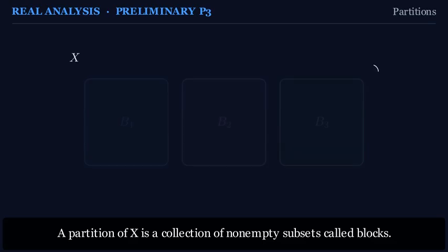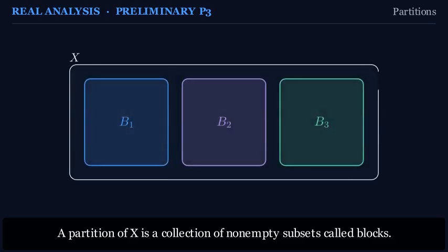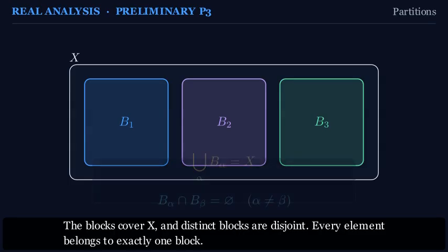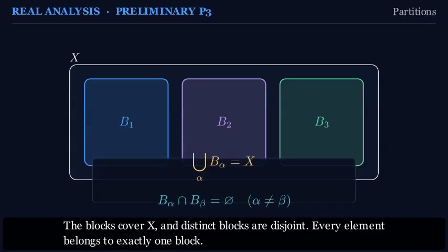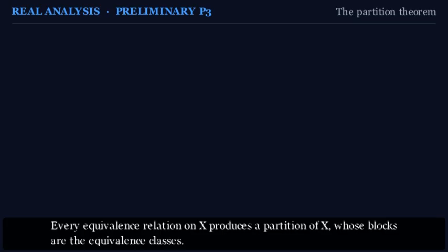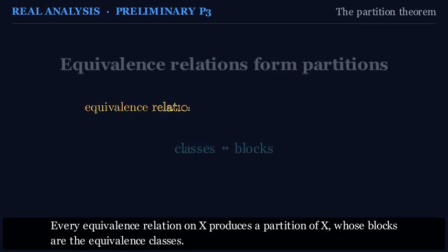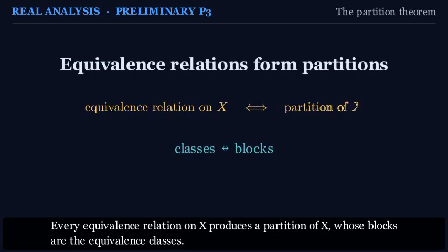A partition of X is a collection of non-empty subsets called blocks. The blocks cover X, and distinct blocks are disjoint. Every element belongs to exactly one block. Every equivalence relation on X produces a partition of X, whose blocks are the equivalence classes.